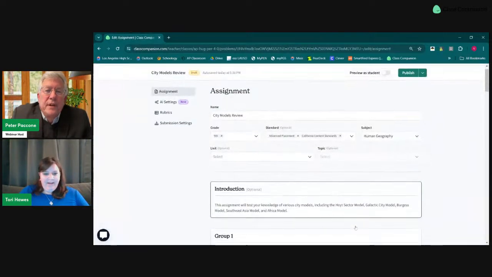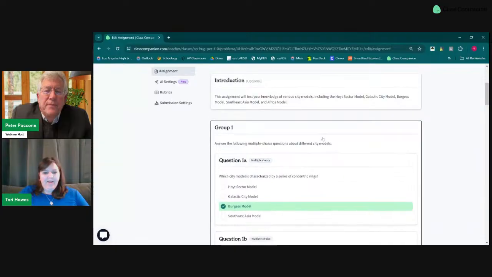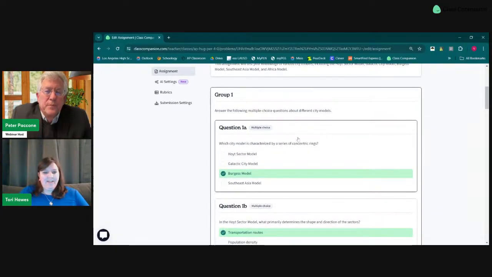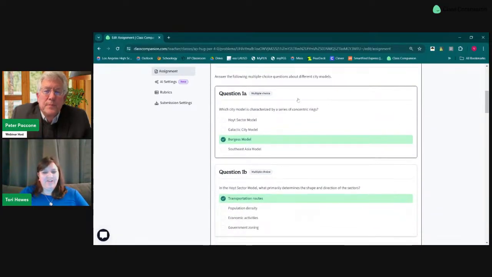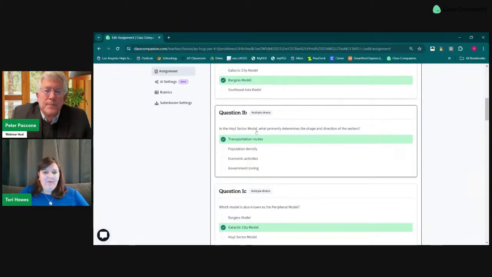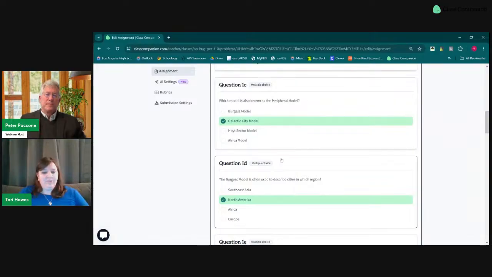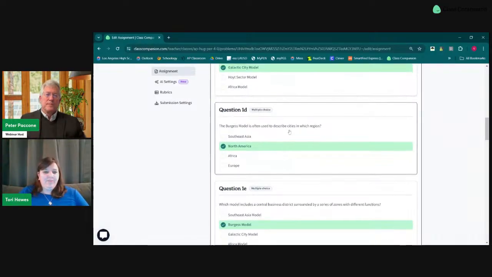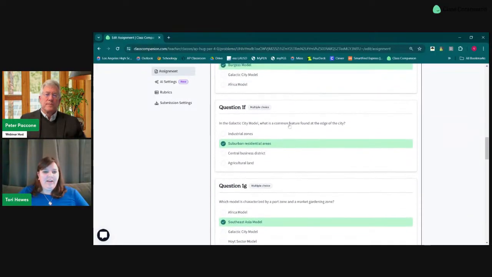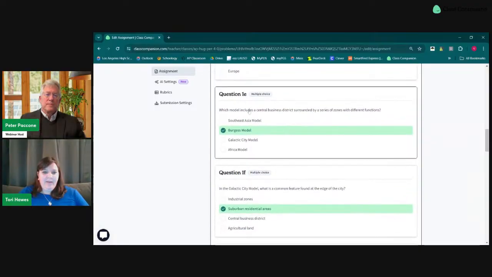All right. Great. So here we are. Which model is characterized by a series of concentric rings? Hoyt sector model, what primarily determines the shape and direction? What is also known as the peripheral model? The Burgess model often describes what area? This model includes a central business district.